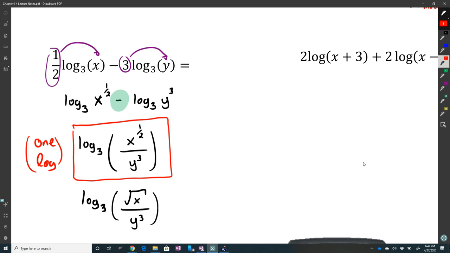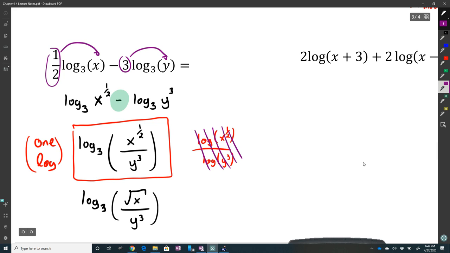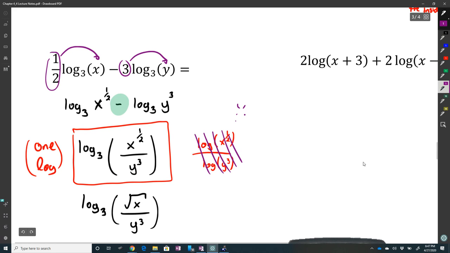Okay. Remember, it's not log over log. Gilbert will destroy you if you do this. Please don't do that. It's poop.